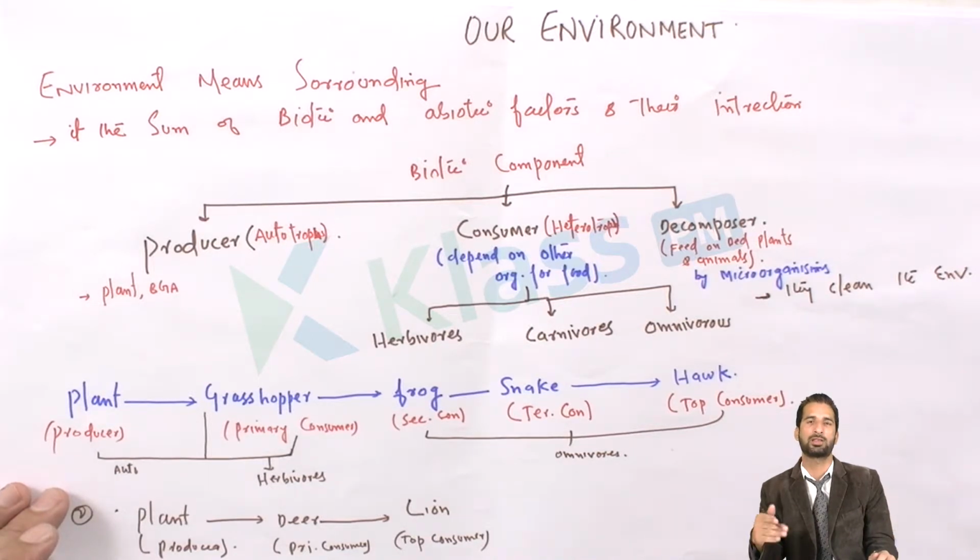So environment is the surrounding, and in your surrounding are both biotic factors as well as abiotic factors. We have to explain these biotic and abiotic factors, and we also have to study the interactions between these two factors. What are the interactions between the biotic factor and abiotic factor? So it is the sum total of the biotic and abiotic factors and their interaction. Environment literally means the surrounding.